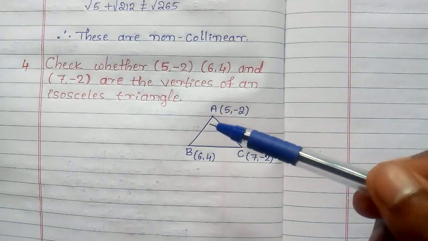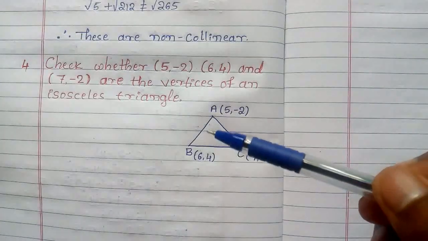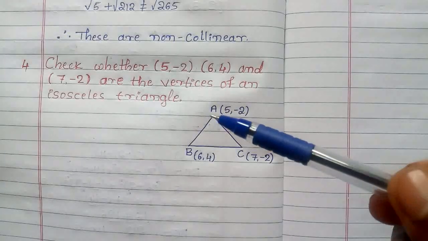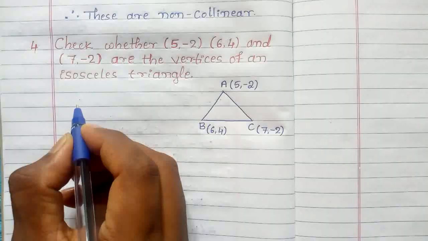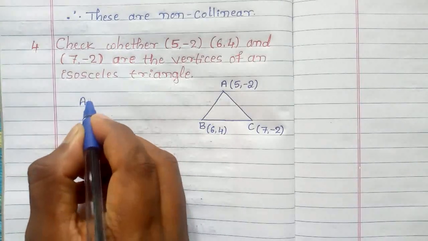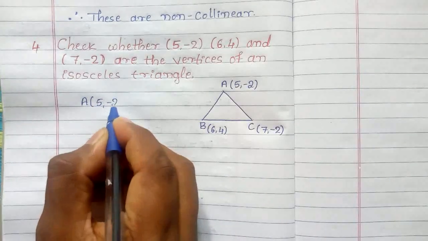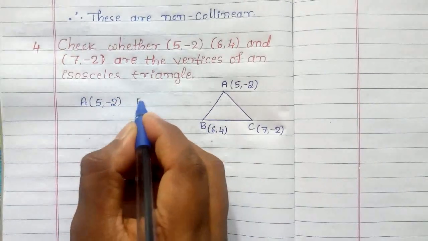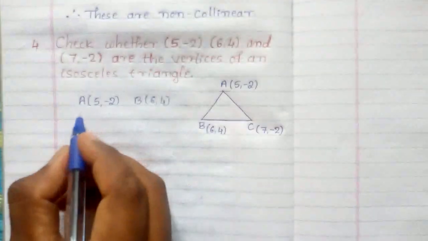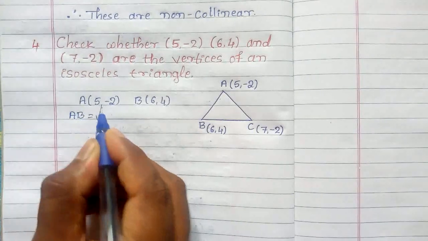If any two distances are equal in these three distances, then we can say that the given triangle is an isosceles triangle. Now here we have to find the distance of AB. A coordinates are 5, minus 2, and B coordinates are 6, 4. Then we have to find the distance of AB.